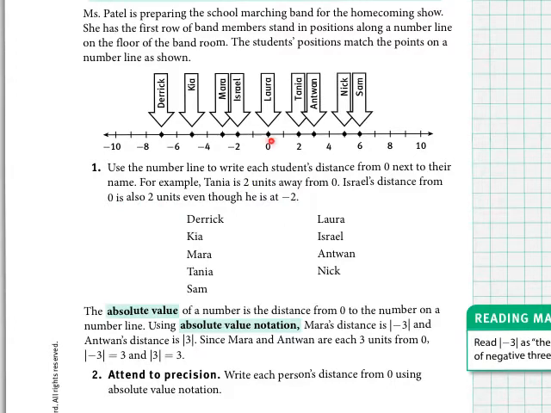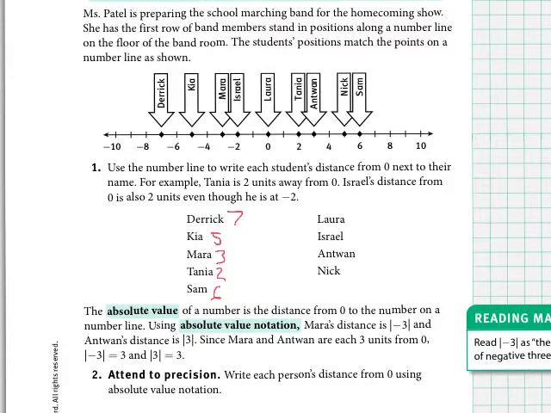So if I look at zero here, Tania is 2 spaces away from zero, and also Israel is 2 spaces away from zero. In this particular instance, I'm not worried about which direction I'm going from zero, but how many spaces away from zero I am. So Derek is 7 spaces away from zero, even though he's left 7 spaces. Kia is 5 spaces away. Mara is 3 spaces away. Tania, we already figured out, was 2 spaces. Sam is 6 spaces, and then you can fill in the rest from there, okay?